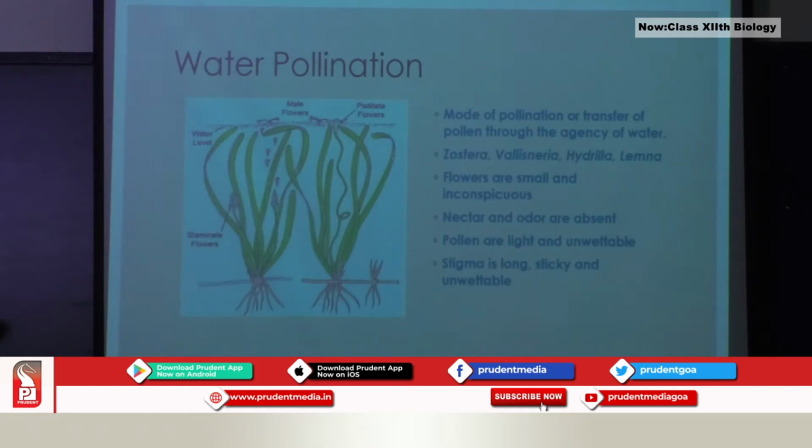And how are they going to be transferred? It could be with the help of water, that is wind pollination. That's why it's called hydrophily or water pollination. That is the agent involved here.